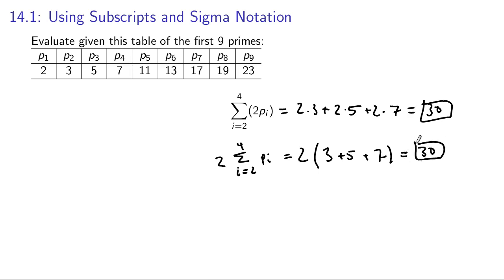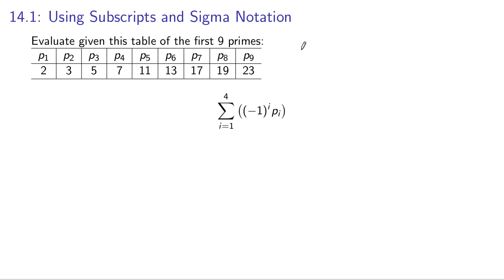Why is that? Well, it's because of the distributive law. We could distribute the 2 across and get the same thing we had up here. So that's very interesting: if we have a constant multiplied by the things we're summing, we can actually pull that constant in front using the distributive law. That can be useful.